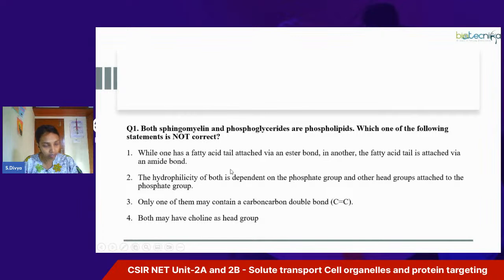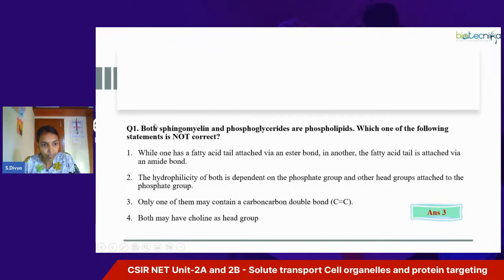Yes, Madhumita. Okay, let me give you the answer. The correct answer over here is: only one of them may contain a C=C double bond. This is the incorrect statement among the four because there are chances both sphingomyelin and phosphoglycerides can have a C=C bond.